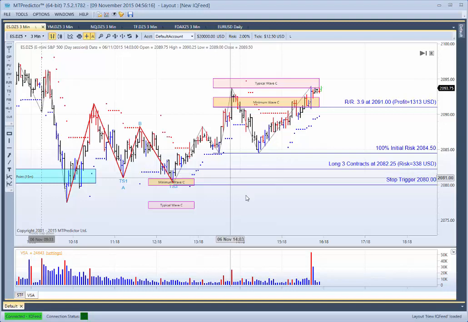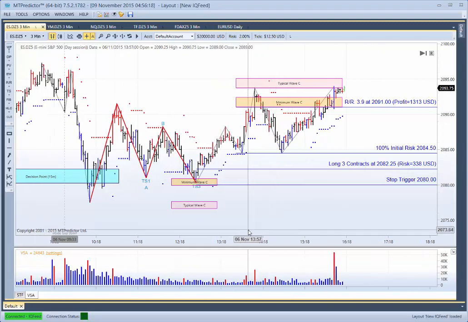So hopefully this has been a good look at how MTPredictor did on the US E-minis yesterday, which was the 6th of November.